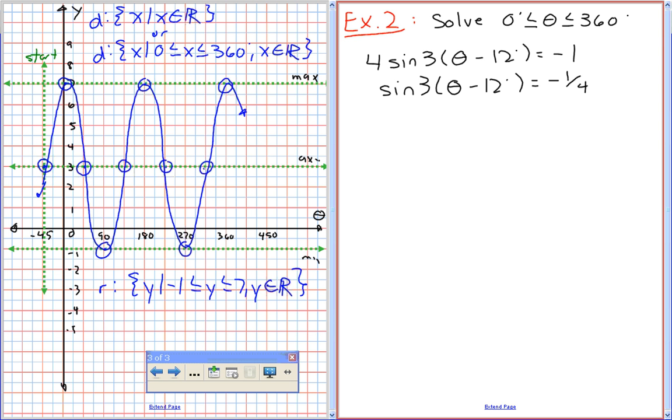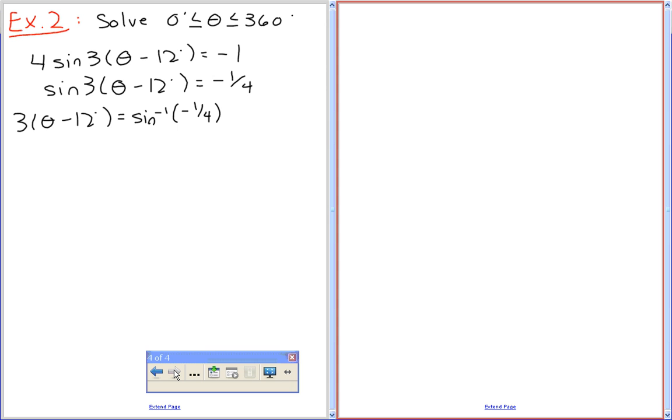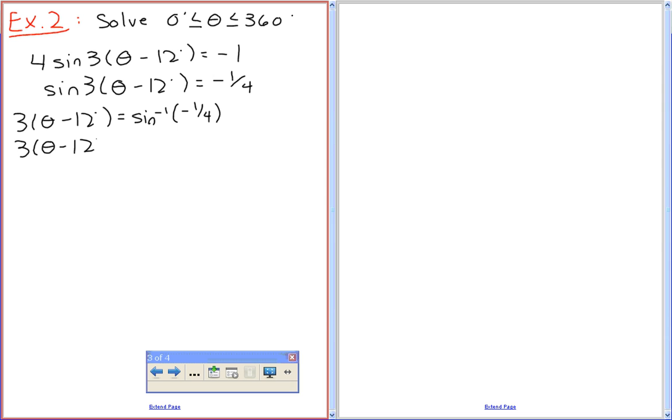Jared, all the way in the back, give me the next step, please. Okay. So we're going to say 3 theta minus 12 degrees equals sine inverse of negative 1/4. Jared, you get an angle for that, please. I got negative 14.4. Okay, so we confirm that.